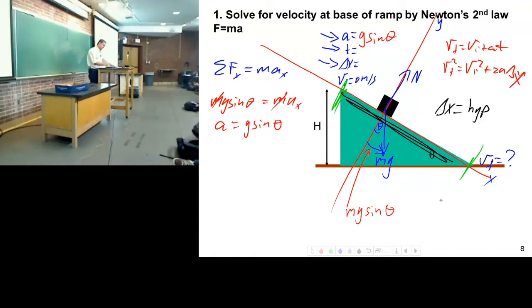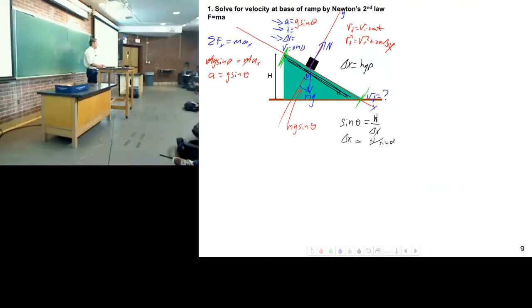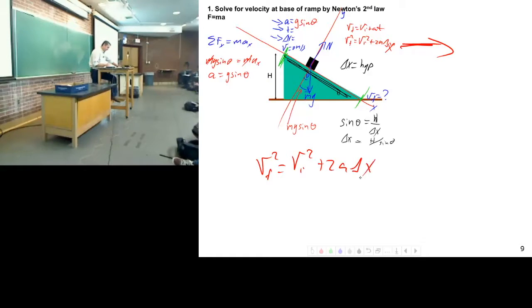I'm going to use sine, right? Sine theta equals opposite over hypotenuse, so h over whatever my delta x is. Delta x is going to be h divided by sine theta. So now I know delta x, and I'm going to use this equation here: v final squared equals v initial squared plus 2a delta x.